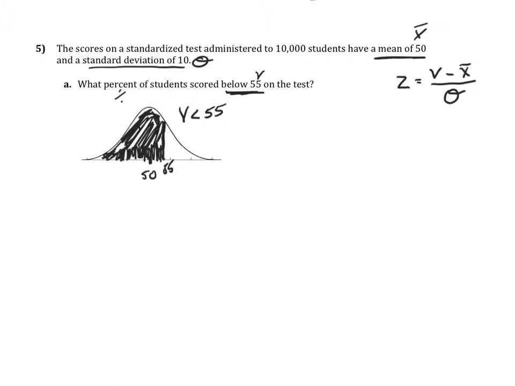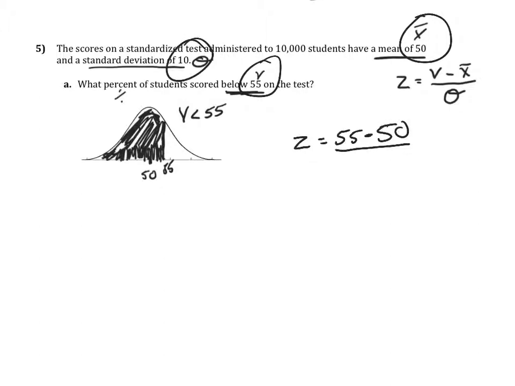So now all we're going to do is plug in our numbers to our formula. So we're going to have Z equal to our x is right here, 55. So 55 subtracted from our mean, which is right here, 50, divided by our standard deviation, which was 10. Plug this into your calculator. You're going to get 0.5. I'm going to put a 0 there. I'm going to circle this. Now we have to get our table out. We're going to use our z-score table.